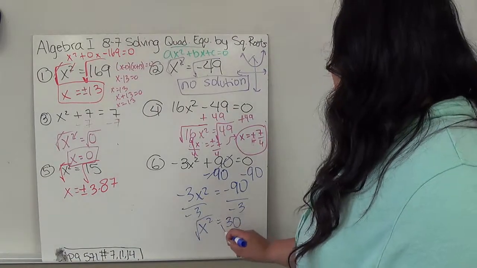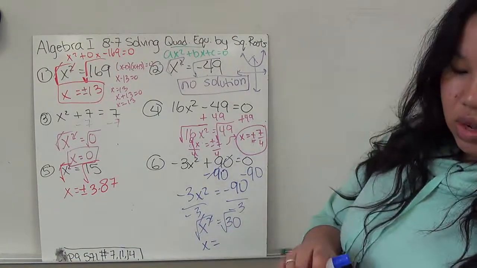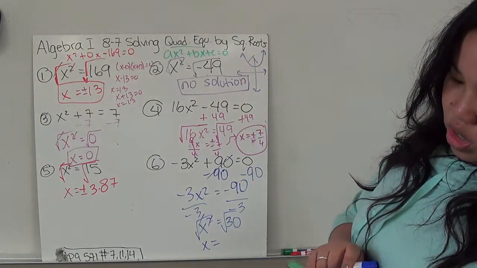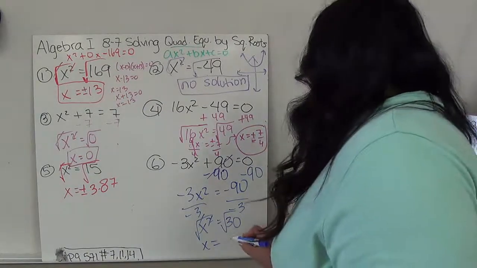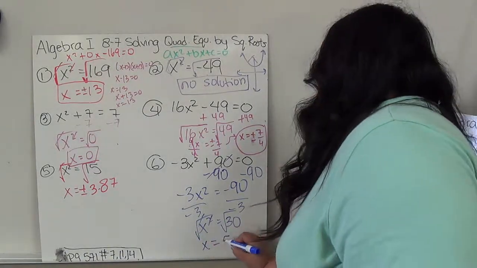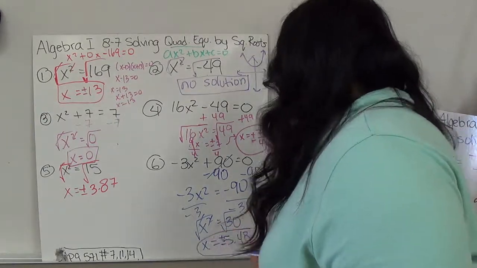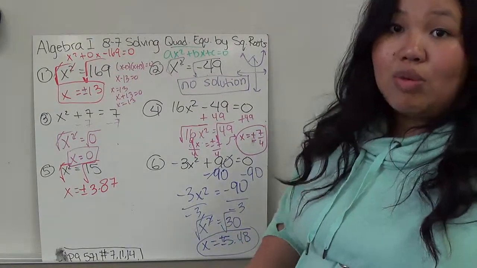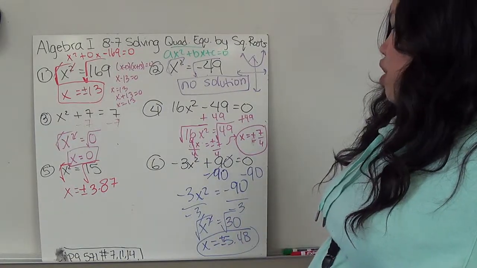And then I'm going to square root both sides. This and this cancel out. I end up with x equals 5.47, oh, sorry, 5.48. And don't forget, it's plus or minus. That plus or minus is important because that then represents two answers and not just one. So plus or minus 5.48.